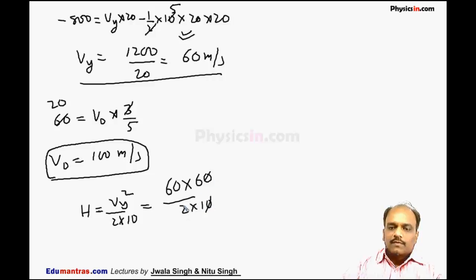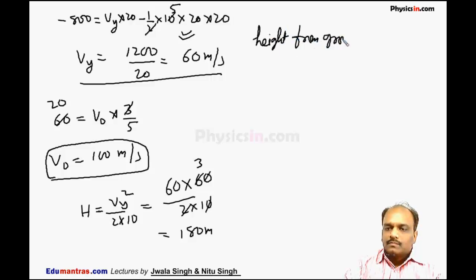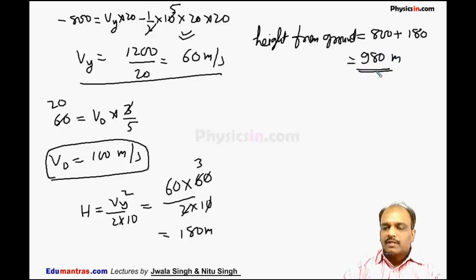So this will cancel out, we get this is 3. It is 180 meter. So maximum height from ground is 800 plus 180 meter, so it is equal to 980 meter. This is the maximum height attained by the bomb from the horizontal ground.